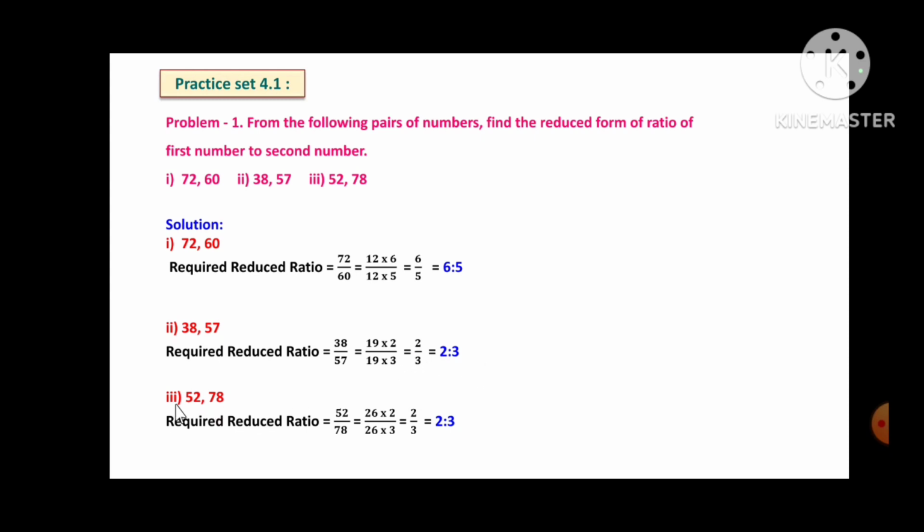Third is 52 and 78. The required ratio will be 52 upon 78. Here 52 can be written as 26 into 2 and 78 can be written as 26 into 3. So 26 gets cancelled and we are getting 2 upon 3, that is 2 as to 3.